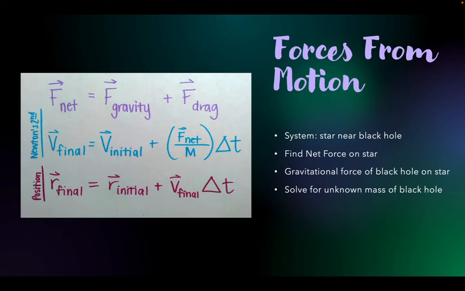So for our forces from motion, the general approach to finding the forces from motion between the star and the black hole begins by first identifying the system, which in this case is the visible star near the black hole. After that, we will observe the code in Glowscript to find the net force on the star. We then will specify interactions such as the gravitational force of the black hole on the star, and finally solve for the unknown mass of the black hole.